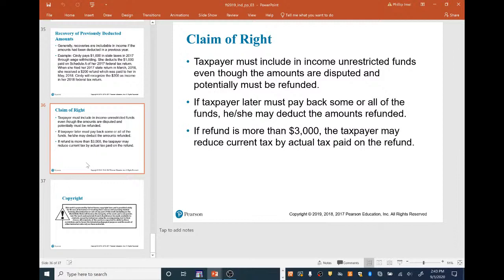Next, let's talk about alimony for tax planning considerations. Under the prior law, alimony shifts taxable income from the payer to the payee. Under the current law, alimony payments are made from after-tax income. Okay?